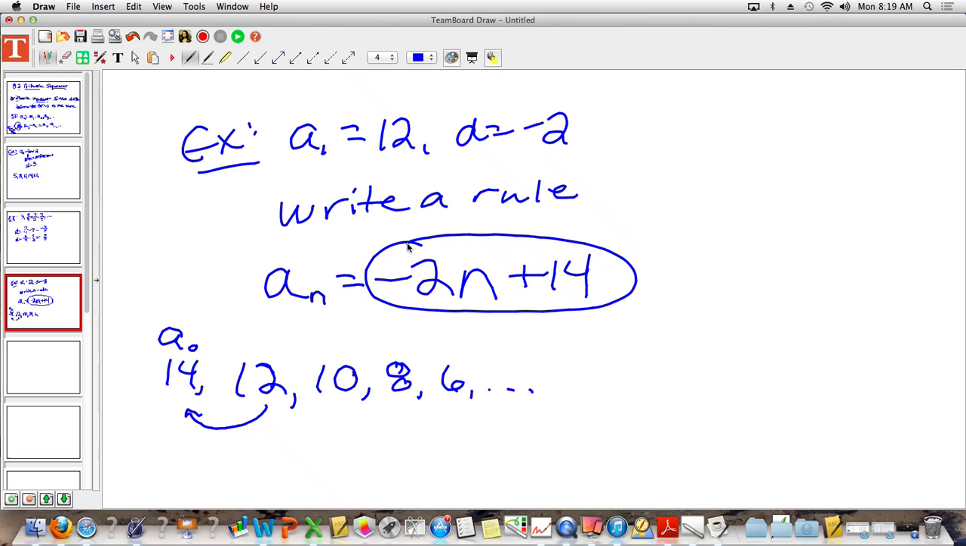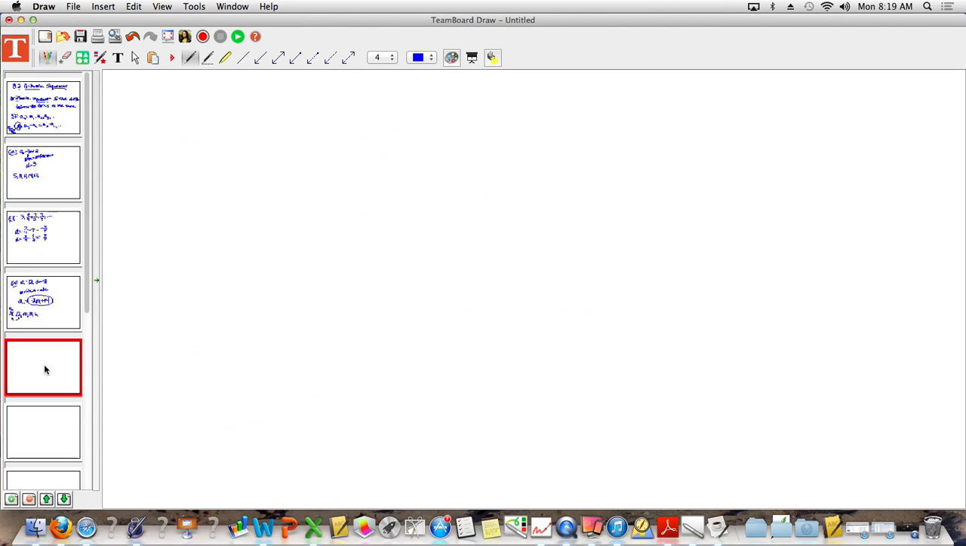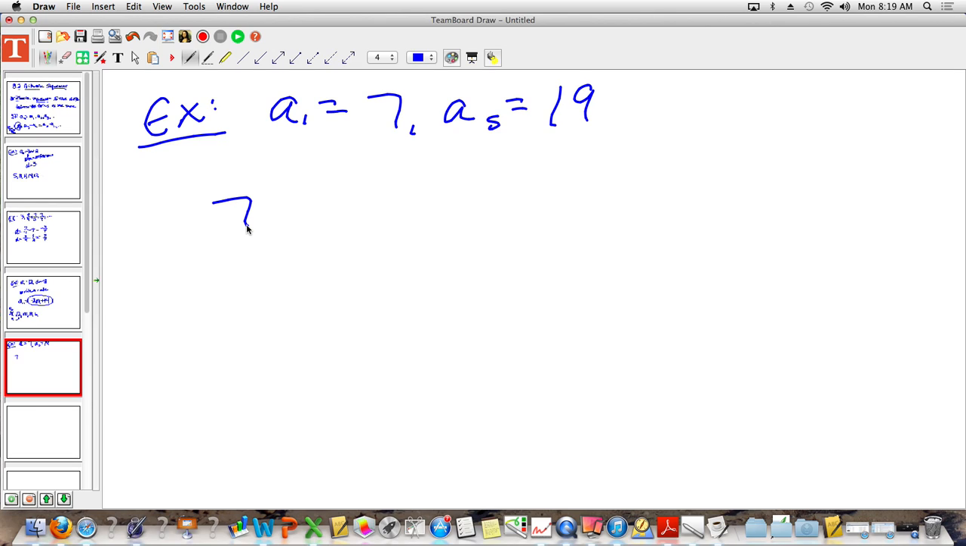What about this? I ask you to find a formula or find a rule if this is the situation. The first term, a sub 1 is equal to 7. And a sub 5, the fifth term, is equal to 19. That's all I give you. It's arithmetic, I will tell you that. So if the first term is 7 and the fifth term is 19, what's the rule? This is what I do when I usually reason through these things: I set the problem up like this. I know the first term is 7. I do not know the second term. I don't know the third term. I don't know the fourth term, but I do know that the fifth term is 19.